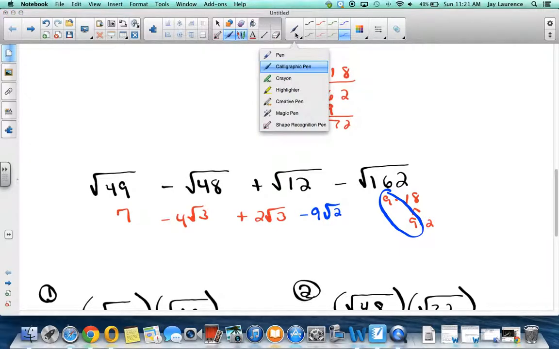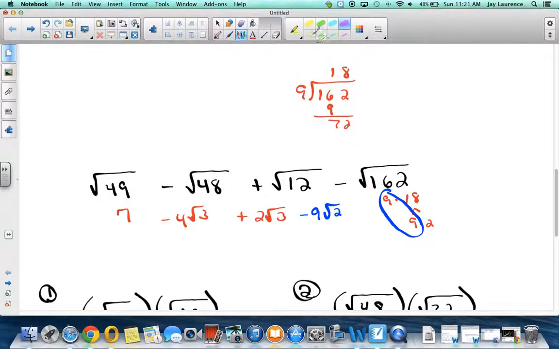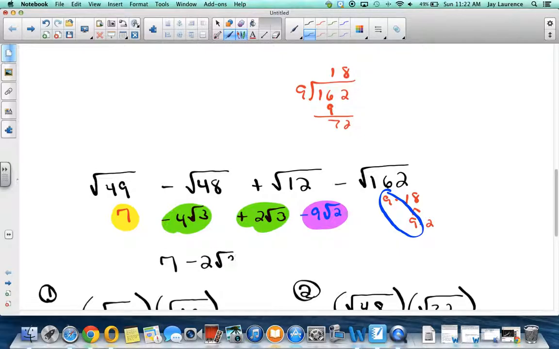All right, if I go through and find my like terms, where are the like terms? There is just a number there. Here is a negative 4 rad 3 and a positive 2 rad 3. And then over here, I have a negative 9 rad 2. So when I put them together, I can combine the green ones. I'll have 7 minus 2 rad 3, because negative 4 plus 2 is negative 2, right? Minus 9 rad 2. And there you go.